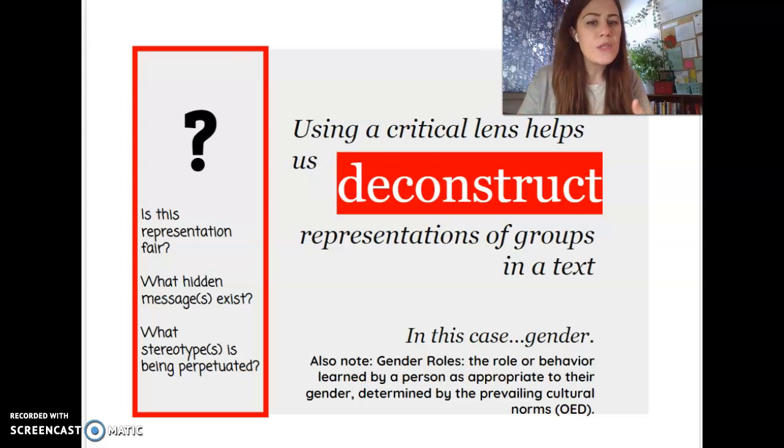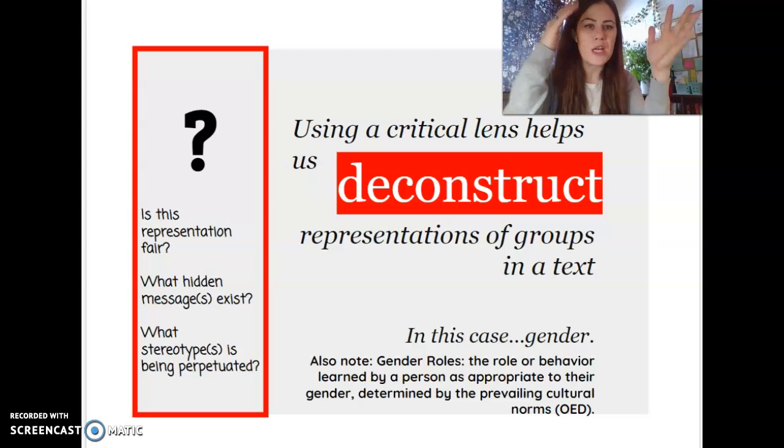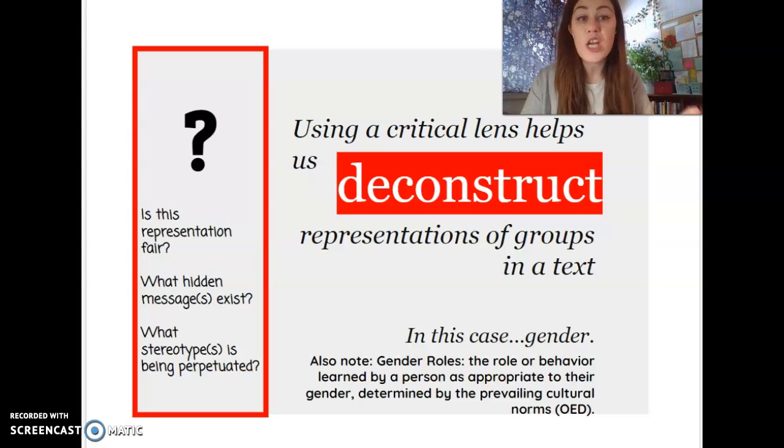And I wrote on the screen, also note that in alliance with the term gender are the two words gender roles, which the Oxford English Dictionary defines as the role or behaviors learned by a person as appropriate to their gender, determined by the prevailing cultural norms, right? So we have these gender roles, and of course, cultural norms is important to pick out because cultures are not all the same, right? And that can be microcultures, that can be big cultures, like the culture of a country, as opposed to the culture of like a subculture, like my 7th grade class, right?